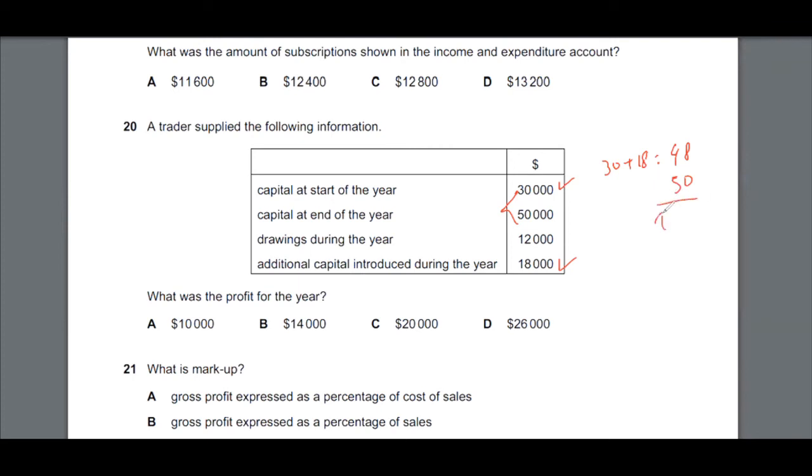So you made a profit of 2K, or 2,000, and then you need to add back the drawings as well, because that's what partners, or the owner of the business, have taken. So the total profit is going to be 14K. You need to add these two numbers. So the answer to multiple choice 20 is going to be option B.